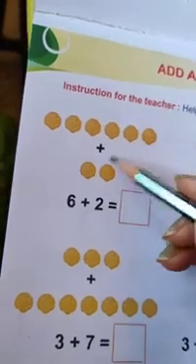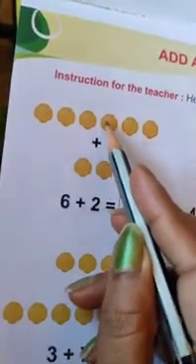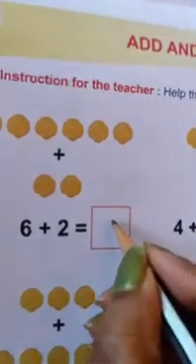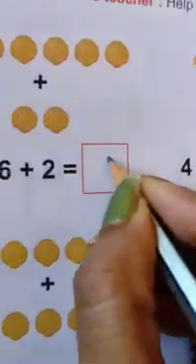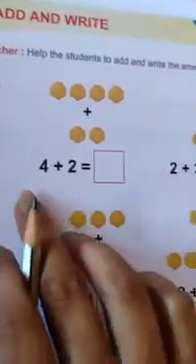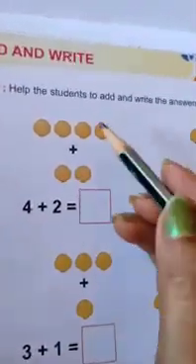So what we will do? We will count all the cookies together and then we will find the answer. So let's start. 1, 2, 3, 4, 5, 6, 7, 8. So 6 plus 2 altogether become 8. So inside the box we will write 8. Same way we will do it here also.